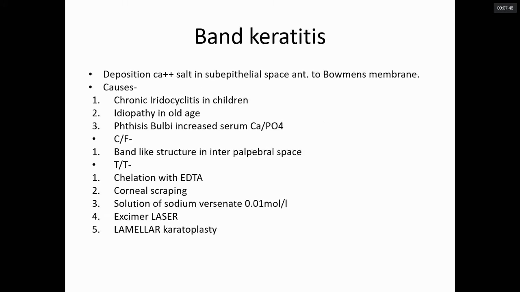Band keratopathy. This is one type of keratitis where you can see a band-like structure in the central part of the cornea. There is deposition of calcium salts in the subepithelial space and Bowman's membrane. The causes of band keratopathy are chronic iridocyclitis in children, idiopathic in old age, and phthisis bulbi. Clinical feature: a band-like structure exists in the interpalpebral space of the cornea.